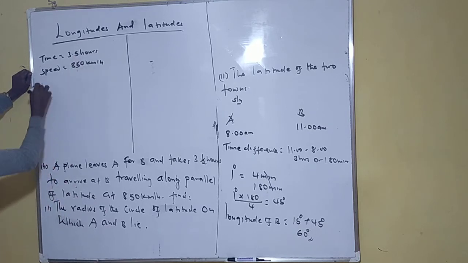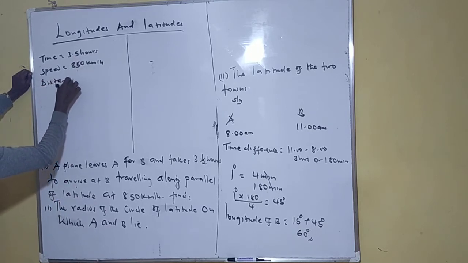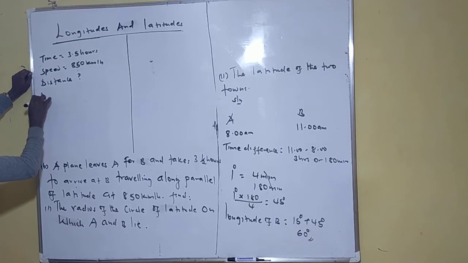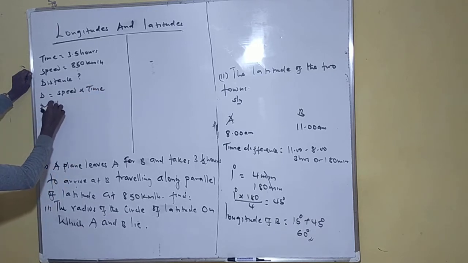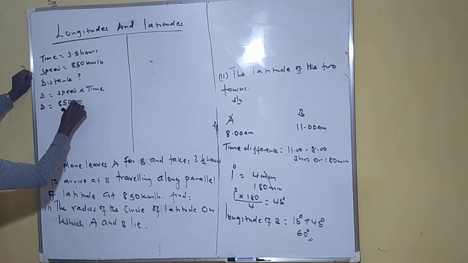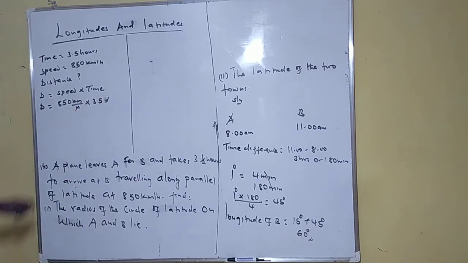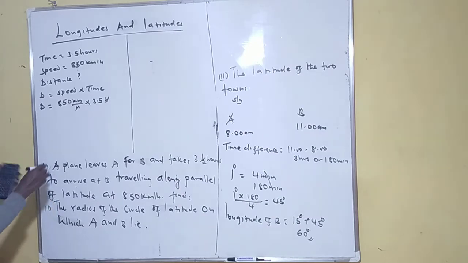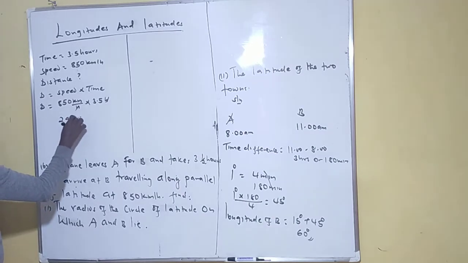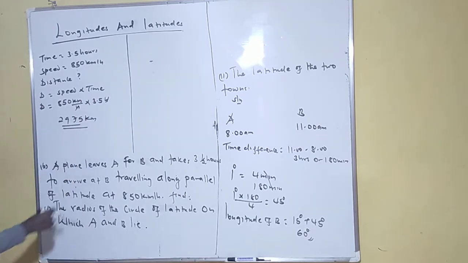850 kilometers per hour. What's missing is what? Distance. So what's under question mark is distance. But you know that distance is equal to speed times time. So my distance will be 850 kilometers per hour times 3.5 hours. Cancel, then multiply these two: 850 times 3.5. That is 2975 kilometers.